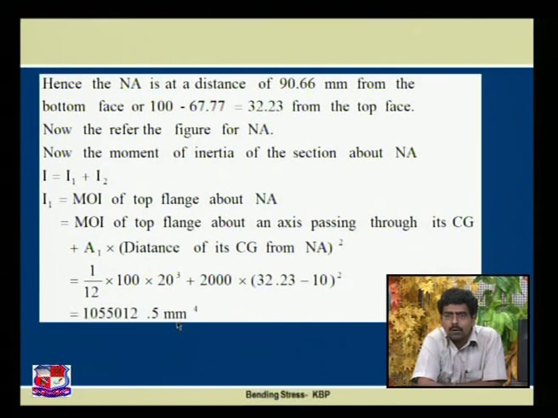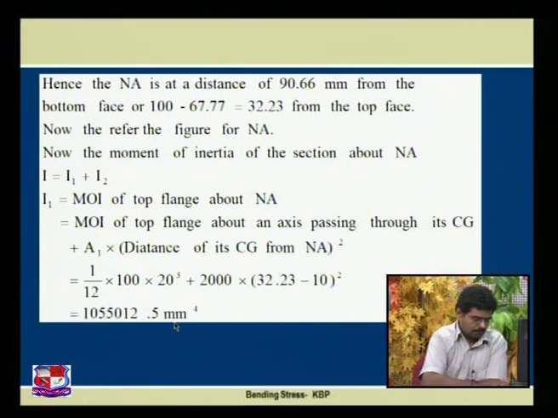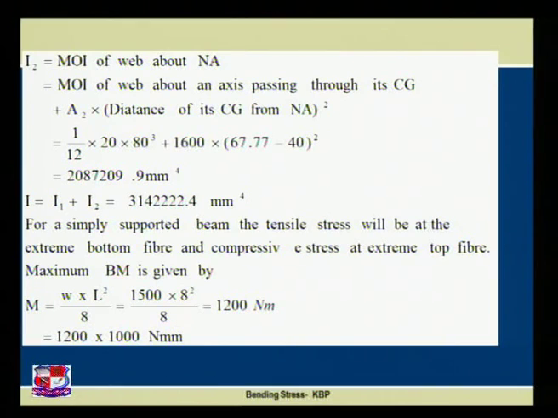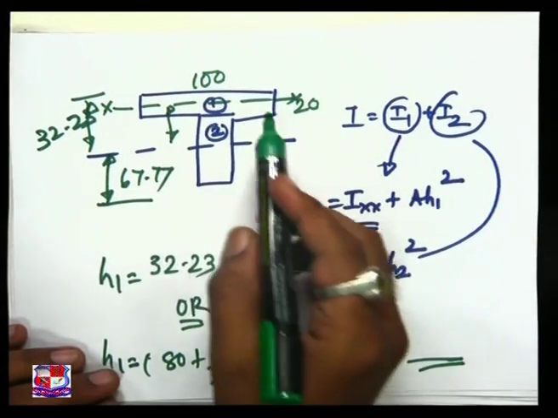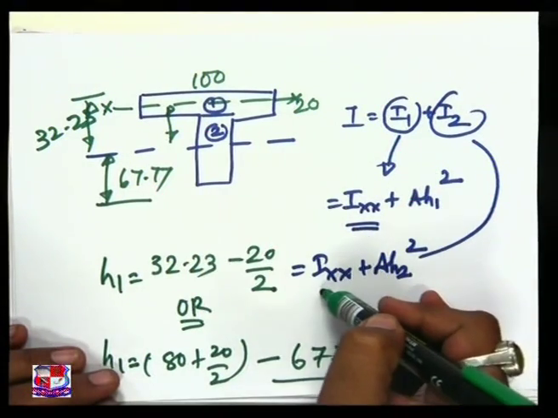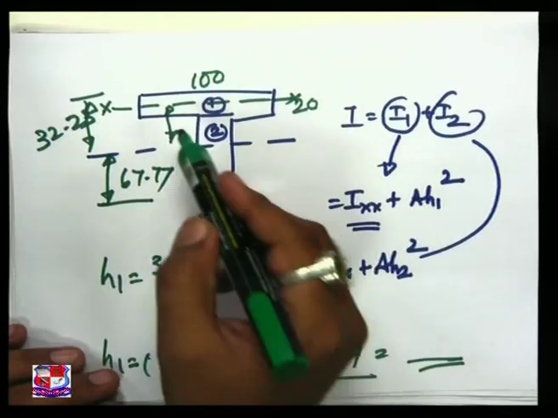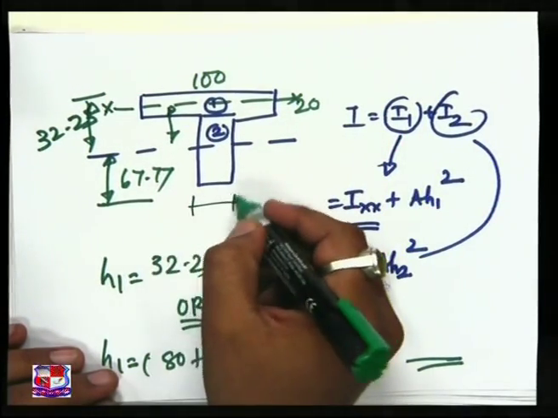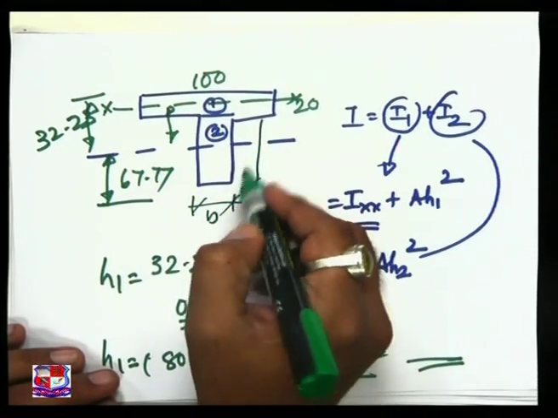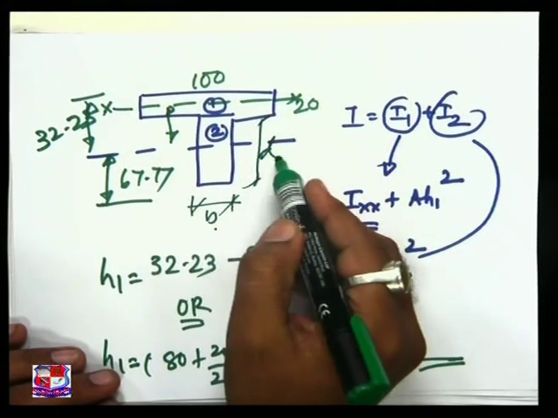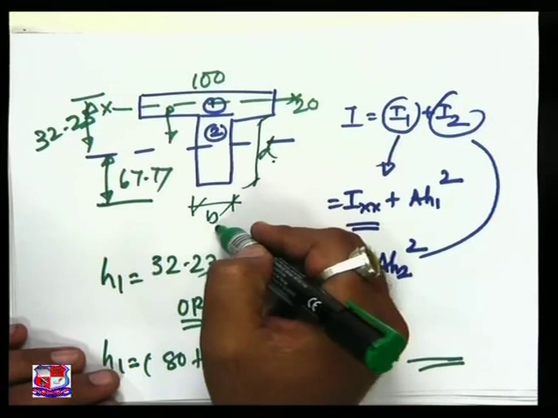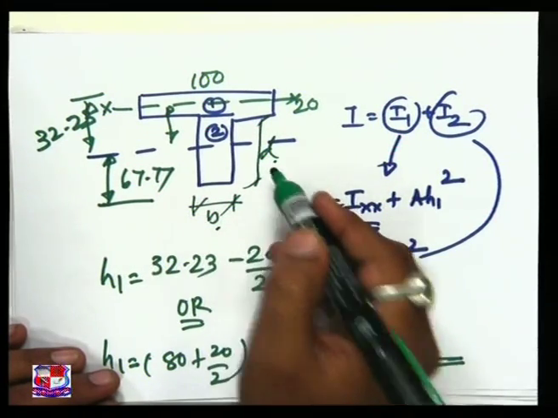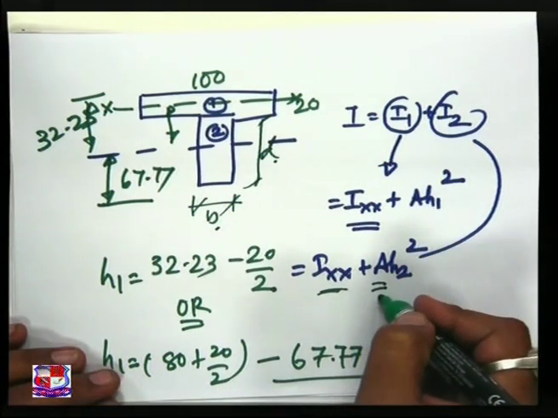Now let us find out the value of I2. If you are referring to this T section, I want to find out I2. What is IXX for the second portion? This is nothing but 1 by 12 BD cube. Here this is my B and this is my D. B is 20, D is 80. 1 by 12, 20 into 80 cube, plus area 20 into 80.